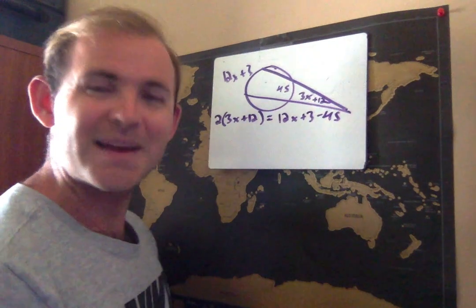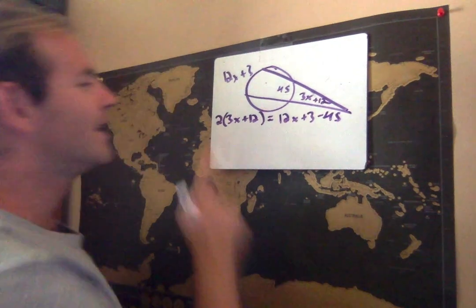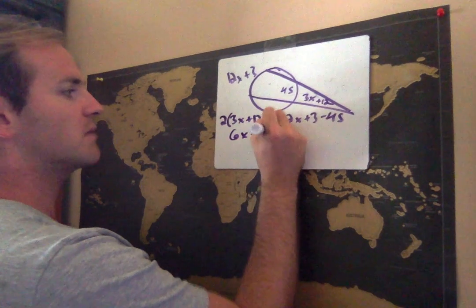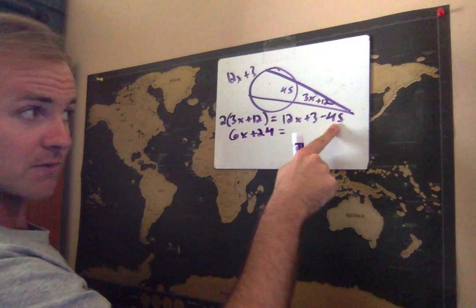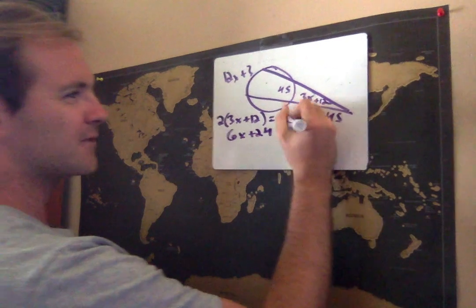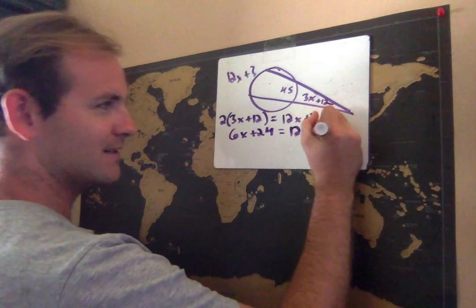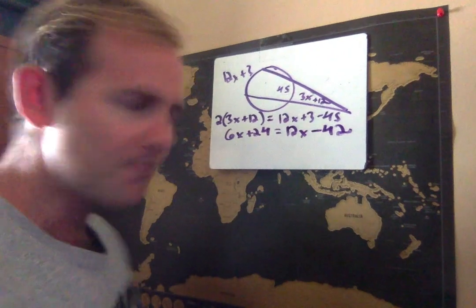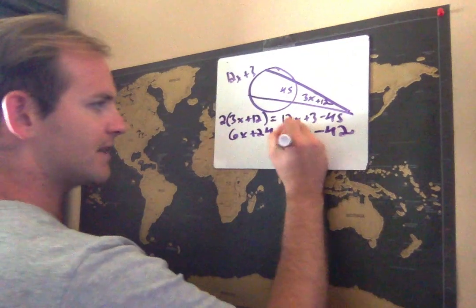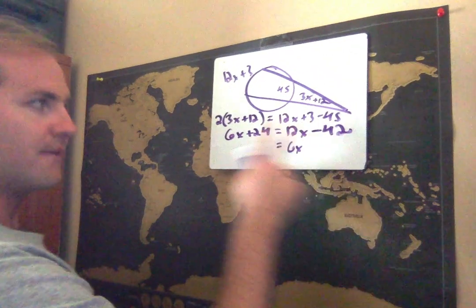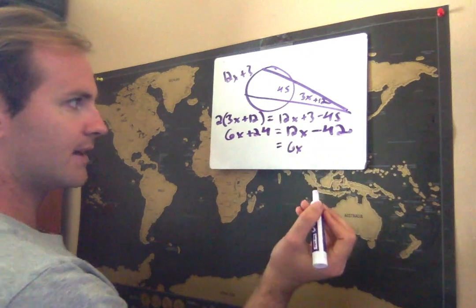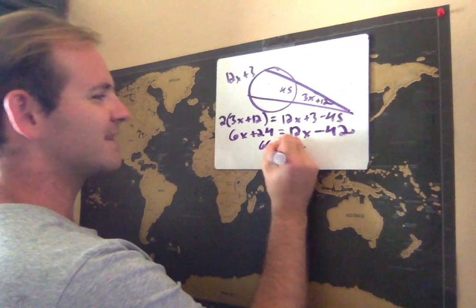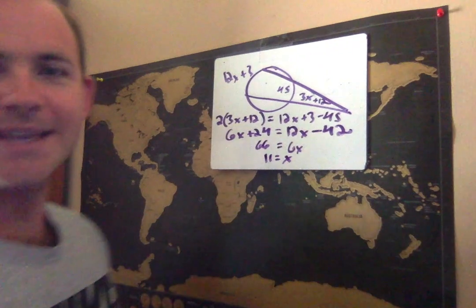From here, we're back to Algebra 1, Chapter 1. Distributive property. So I'm going to get 6x plus 24. Combine like terms, right? Careful with your integers here, a few of you. You know who you are. Minus 42. Then, inverse operations. Subtract 6x from both sides. Add 42 to both sides, and I get, what is it, 6? Oh, yeah. And that means that x equals 11.